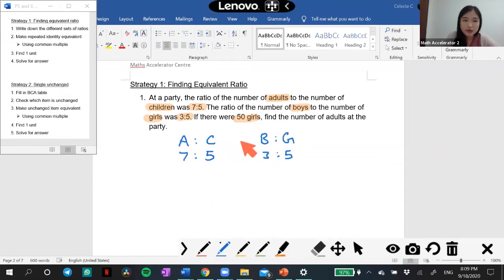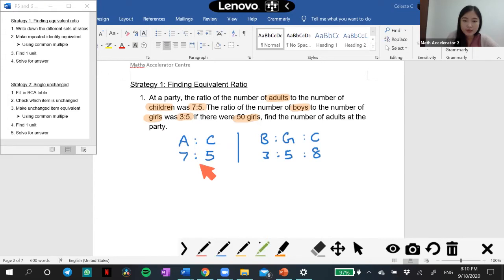Right, so how do I know what is the repeated identity here? You have adults, children, boys, and girls. Adults, are they repeating in these two sets of ratio? No. How about children? We have boys and girls, but we don't have a column for children. But you know that we can make that column. Boys plus girls will get you children. So 3 + 5, 8. Now we have a repeated identity here, children.